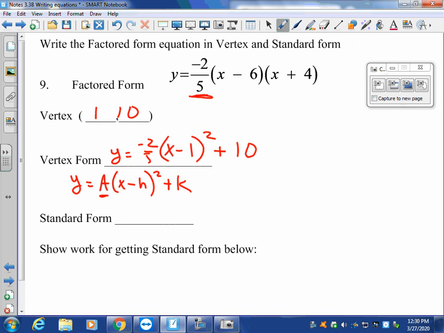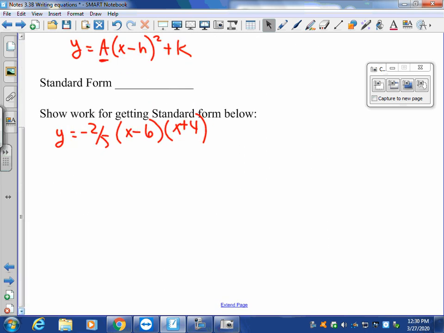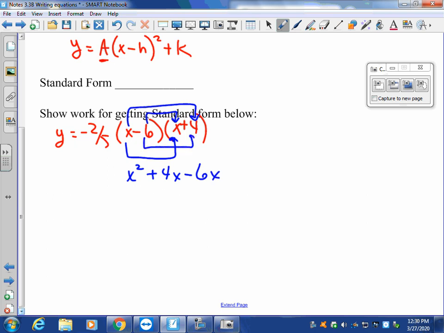Now let's talk about standard. We're going to take this formula up here, y equals -2/5 (x minus 6)(x plus 4), and we're going to turn that into standard. Again, to do that, you've got to FOIL it. So first times first is going to be x squared. Outer, x times 4 is 4x. Inner, -6 and x is -6x. Last, -6 and +4 is -24.